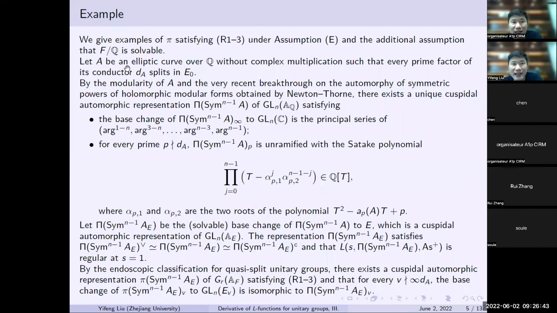So first, when A has complex multiplication, the automorphy of symmetric powers is known a long time ago, but this symmetric power representation might not be cuspidal anymore. I mean, actually, even with complex multiplication, I can still produce pi, but that's not stable anymore, and I have to check whether it descends. I haven't done that. But it is possible that you can still produce more examples, even with complex multiplication. Okay.